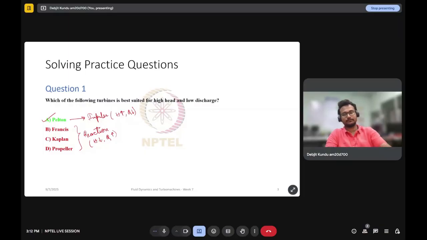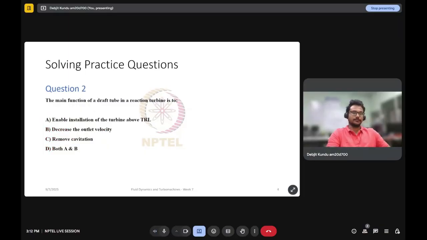All right, let's move along. We'll move on to question number 2 now, which is asking us that the main function of a draft tube in a reaction turbine is to do what?